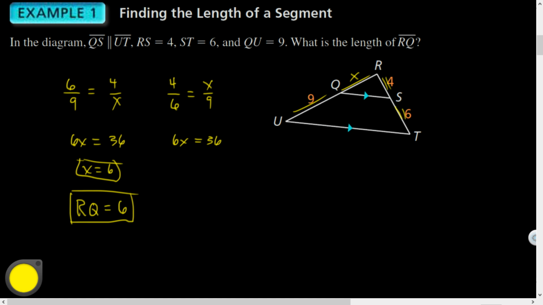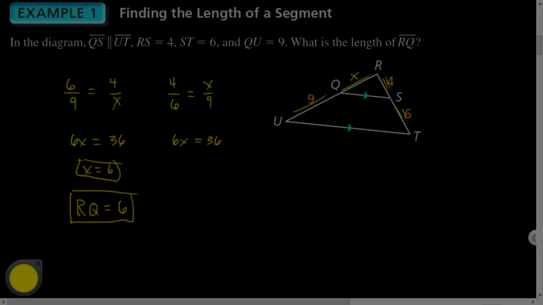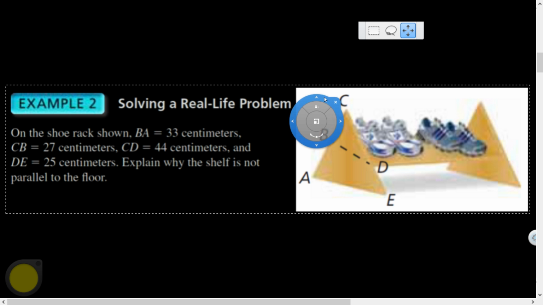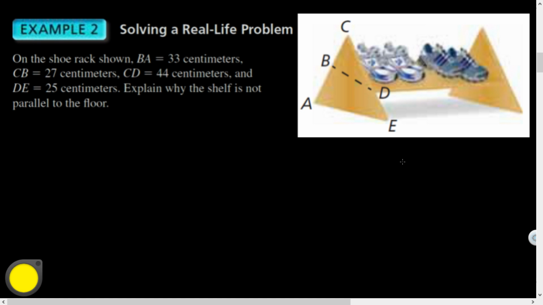How about this one? A real-life shoe rack problem. It says on the shoe rack shown, B to A is 33 centimeters. C to B is 27 centimeters. CD is 44, and DE is 25. Then it says, explain why the shelf is not parallel to the floor.